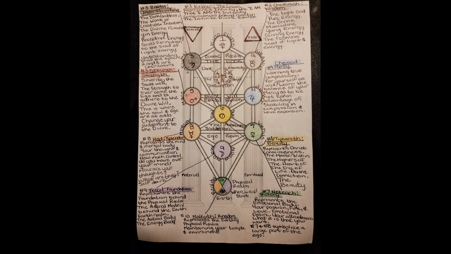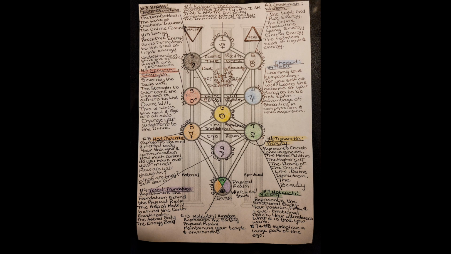Okay, so you have your diagram here. Now, first thing I want you to notice is that there are 10 spheres in this diagram. And this is going to be kind of a long video because there's a lot of information surrounding every sphere. All 10 spheres are connected by some kind of line, and these lines are referred to as paths. So you have all these different paths on the Tree of Life.